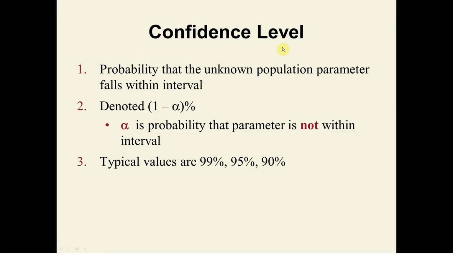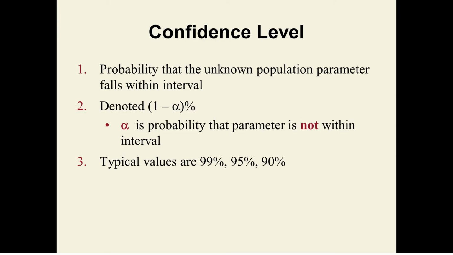Confidence level, you're going to hear this term quite a bit. Confidence level is the probability that the unknown parameter falls within the interval. So again, if we give a range, say, it's somewhere between 50 and 70, we want to know how sure we are that it's between 50 and 70. And one way that we can express that is with a confidence level.